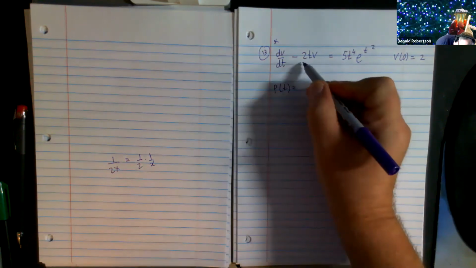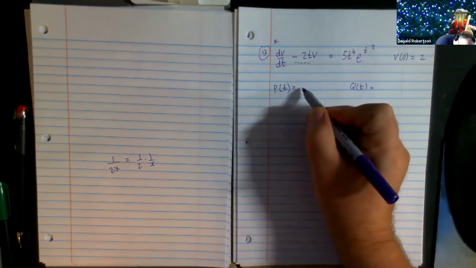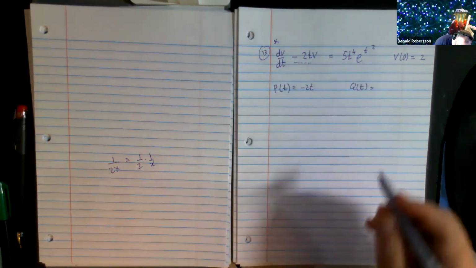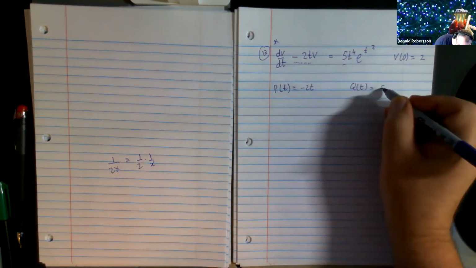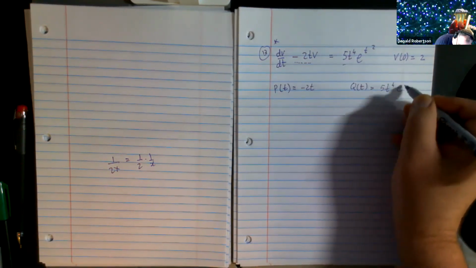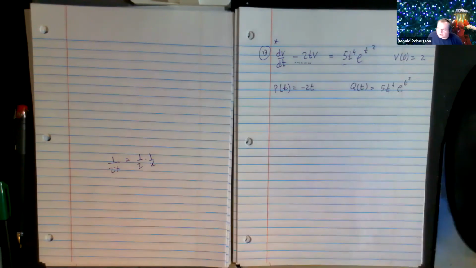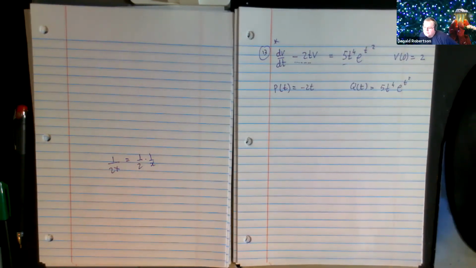This piece here, including the negative, and all of this, that looks a bit worried, doesn't it? 5t to the 4 e to the t squared. You can imagine later on that might cause lots of problems, right? So we keep our fingers crossed that something good comes out of this.